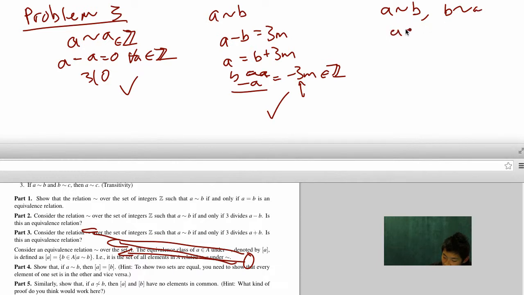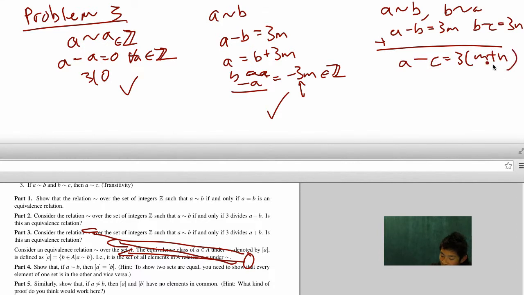And finally, you want to assume A is related to B, B is related to C. This gives you A minus B equals 3m, B minus C equals 3n, based on the fact that they're divisible, right? And you add these two equations together, you get A minus C equals 3 times m plus n. And this, of course, is divisible by 3, which completes part 2. For part 3, I'm getting ahead of myself.